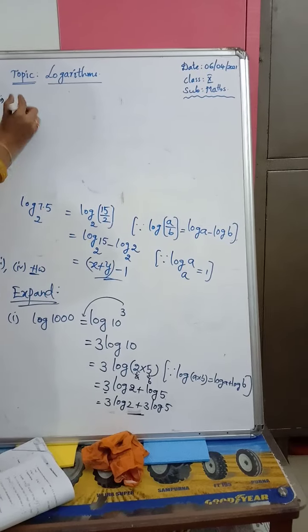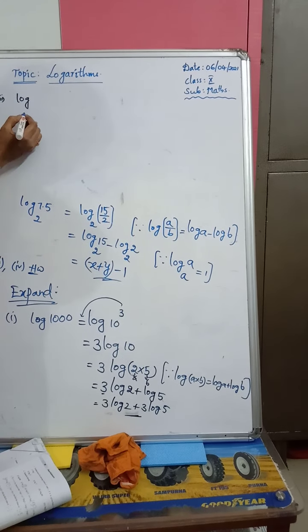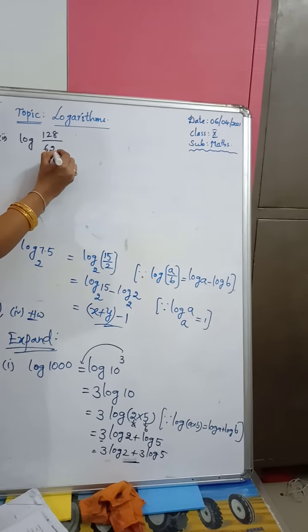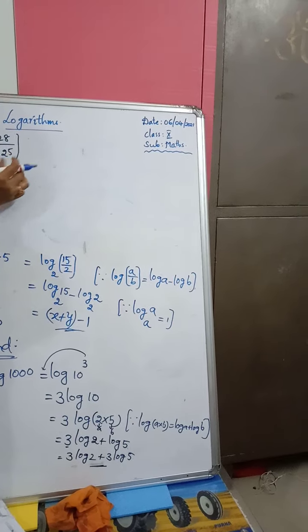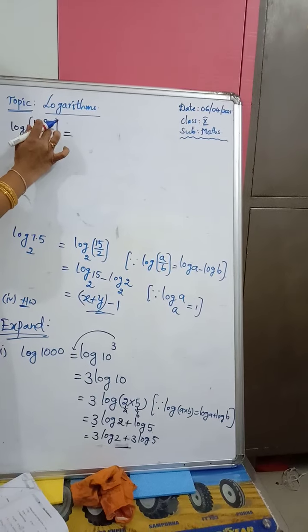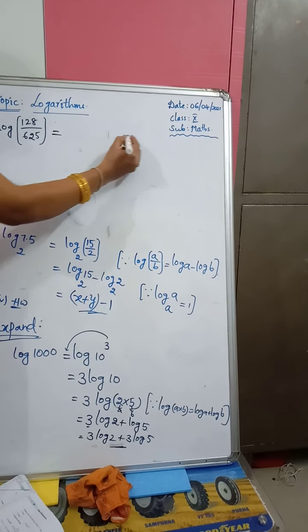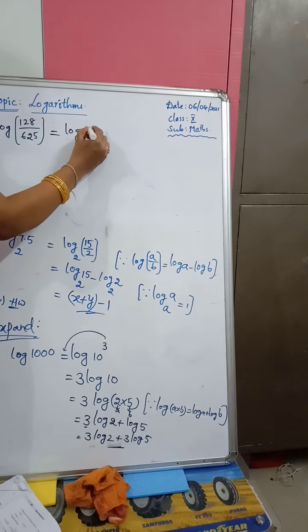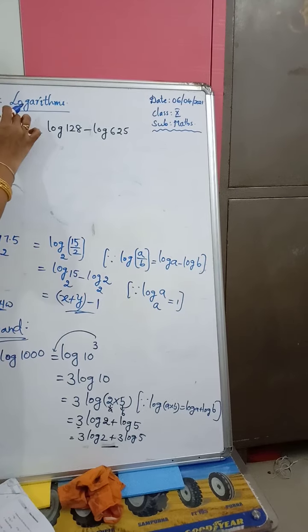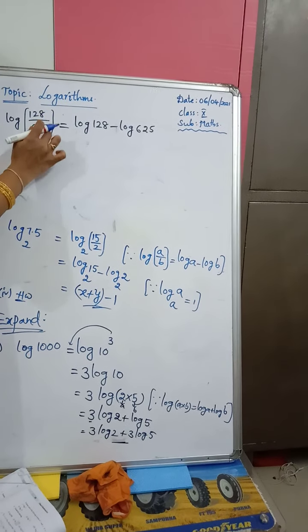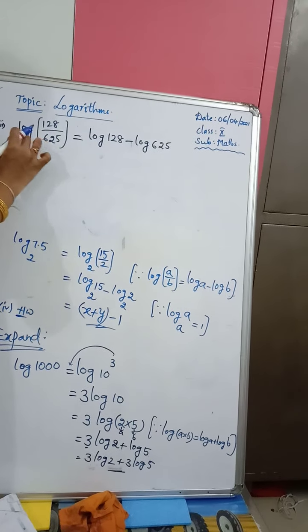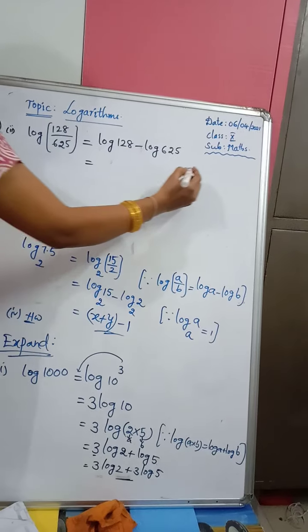In the fourth bit, second question, this is also an expand question: log 128 by 625. By seeing the question only we can understand it is in the form of log a by b. So that is log a minus log b. Log a by b is equal to log a, a being 128, minus log b, log 625. For 128 we can do the LCM.